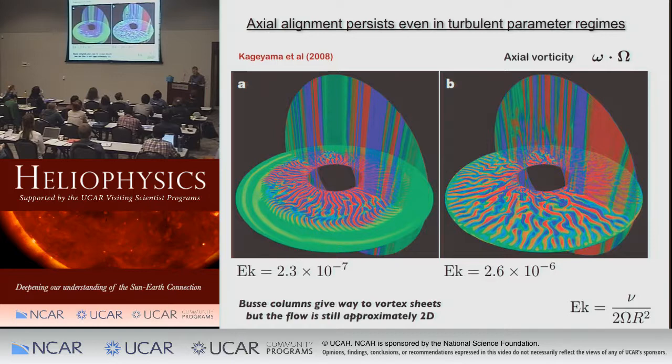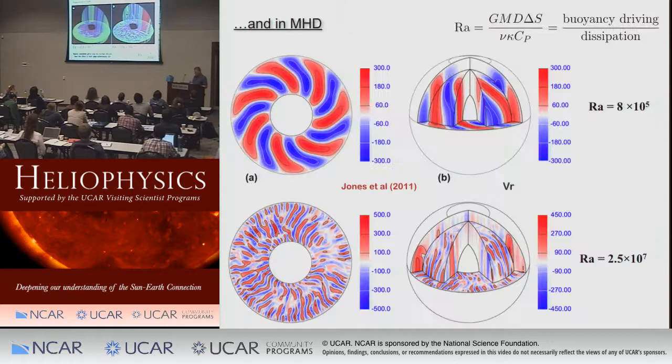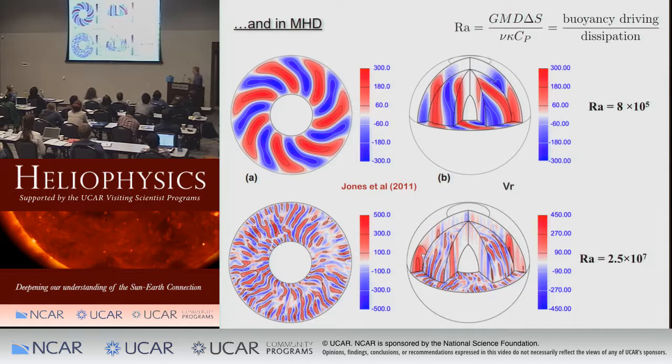But so you get this alignment even in turbulent parameter regimes, and even when you go to MHD. So when you include magnetic fields, you still see this alignment. These are different Rayleigh numbers. As I said, the Rayleigh number is a quantification of the buoyancy driving over the viscous and thermal dissipation. So if the viscosity is high, like molasses, or if the thermal conductivity is high, then a warm plume rising up from the bottom will lose its heat very rapidly, so you won't get convection. So any kind of dissipation will, so this Rayleigh number has to be above a critical Rayleigh number for you to have convection. So any kind of high dissipation will kill convection. So different, this is a Rayleigh number of 10 to the fifth, this is 10 to the seventh. You go to higher Rayleigh numbers, you get more complicated flows, but they still tend to align with the rotation axis.